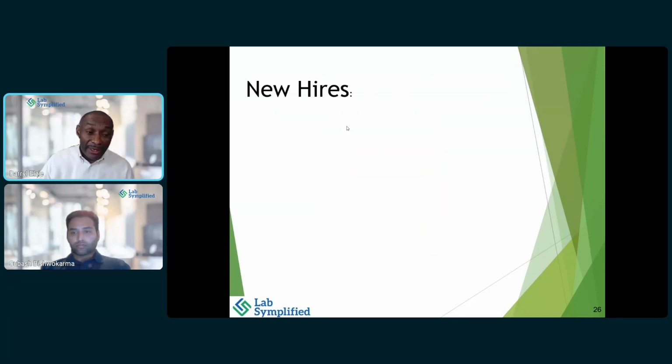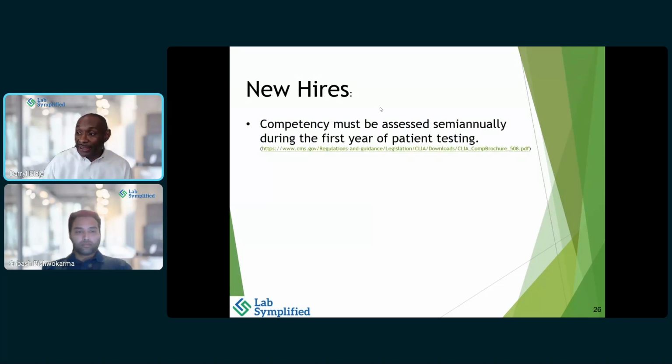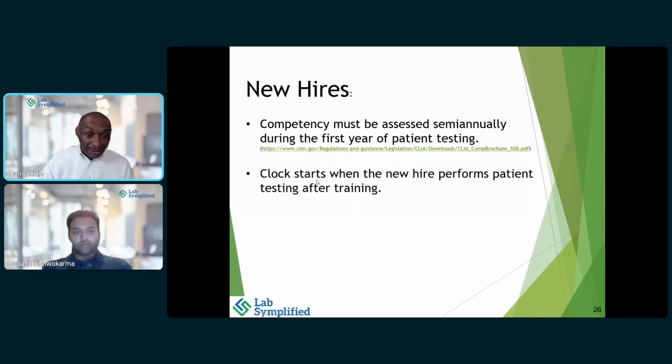This is it right here, new hires. This is the one we get tripped on so many times. Competency must be assessed semi-annually during the first year of patient testing. That's right, semi-annually. We say semi-annually, that multi-syllable word, but most of us in the lab say that's 6 months competency, right? You have to have that done, right? When does it start? The clock starts when the new hire performs patient testing after training.